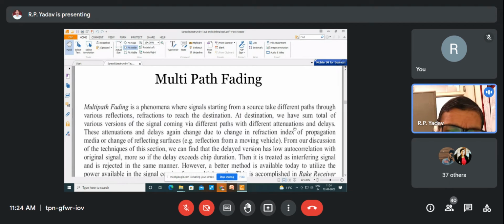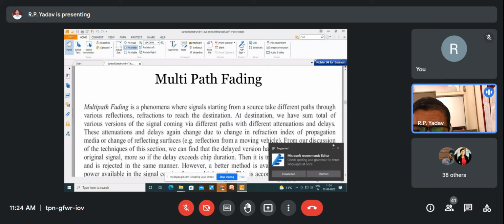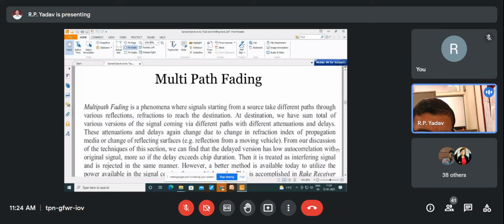You understand? If a signal is passing through a tree, or a signal is getting reflected from a building, or maybe a passing car, or any other reflection that may happen. And because it's a multipath transmission, there will be delays also, because some paths will be taking more path length than the other one.